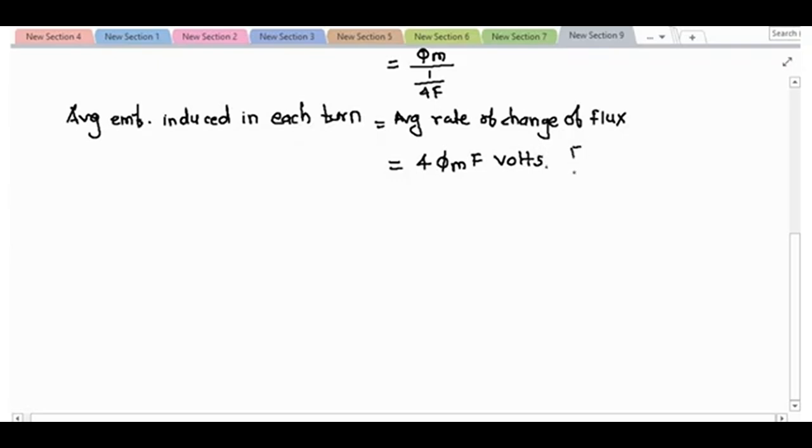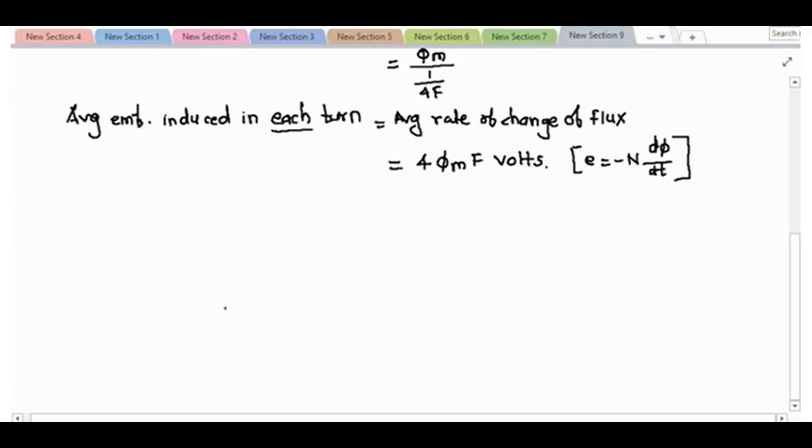Why have I written it like this? Because your E is nothing but minus N d phi by dt. Why minus? Because according to Lenz's law, this EMF is opposing the cause of producing it. So it will oppose the applied voltage. So we will not consider this minus sign. For each turn, the number of turns is equal to 1 here. So this 4f will go on the upper side, so it will be 4 phi m f.